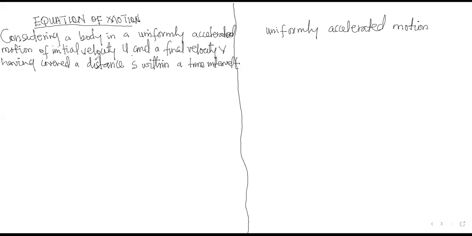Frank. Uniformly accelerated motion is when a body moves at a constant velocity. Frank, sorry to disappoint you. No. When a body moves at a constant velocity, acceleration is zero. Benjamin.